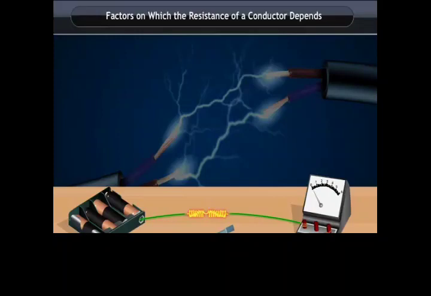Instead of taking a nichrome wire, connect a copper wire in the circuit. Let the wire be of the same length and same area of cross-section as that of the first nichrome wire.